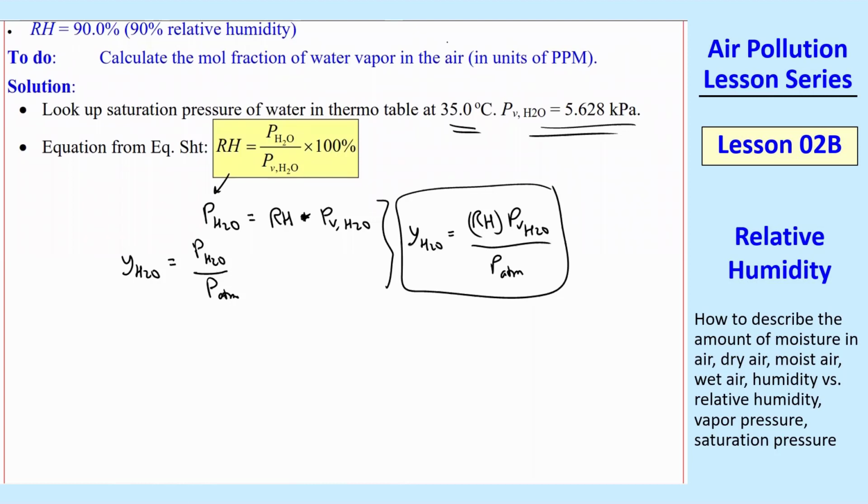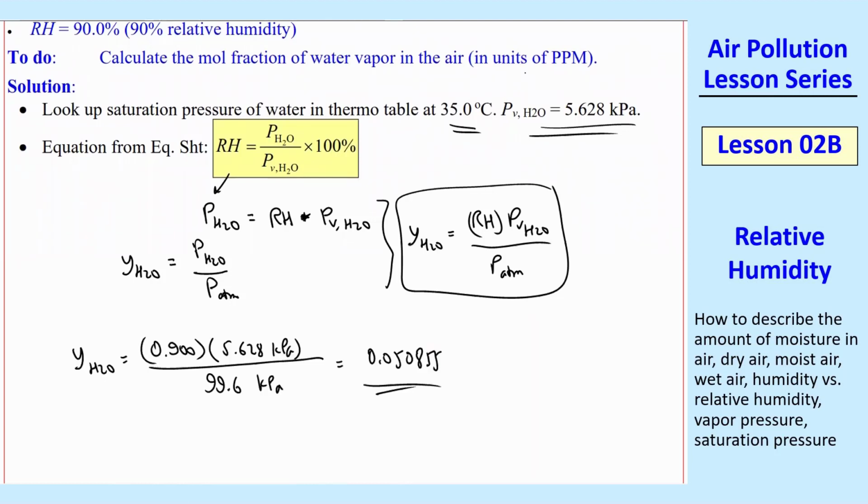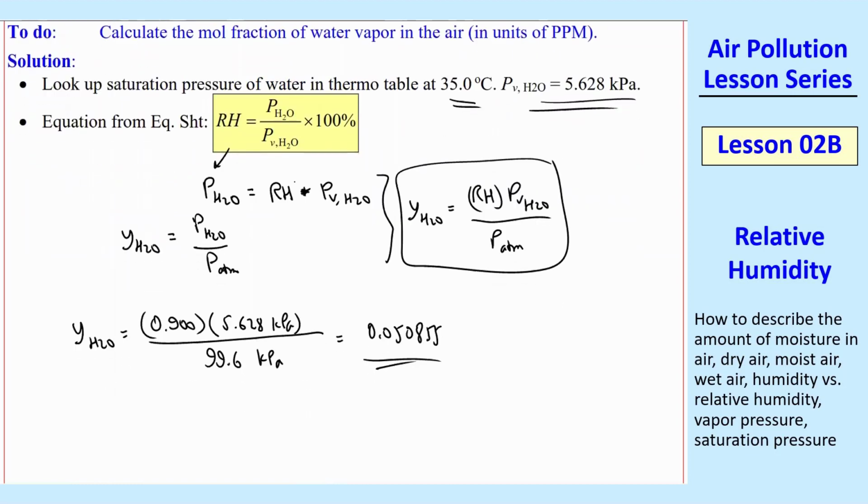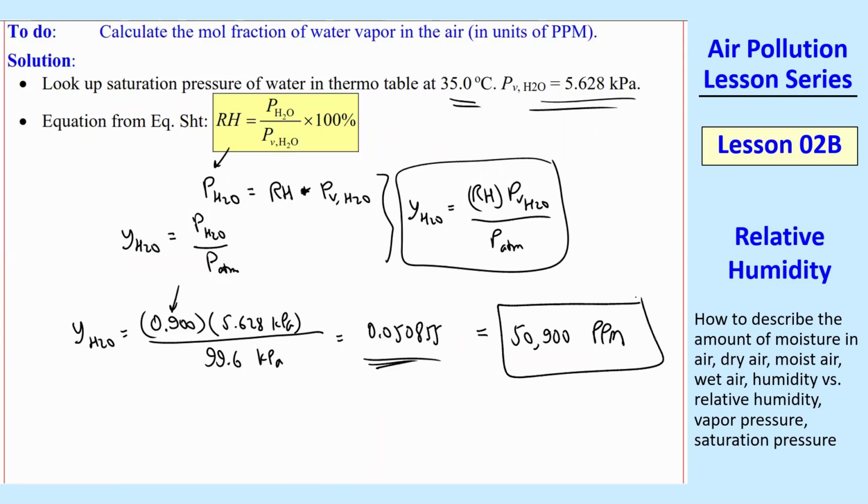And now let's plug in the numbers. So I plugged in the relative humidity, which is 90%, but notice that I made it as 0.9 instead of 90, times the saturation pressure or the vapor pressure, and then divided by atmospheric pressure, I get 0.050855. Multiply that by 10 to the 6th to get the ppm. So it's 5,900 to 3 significant digits ppm. So that would be our result.